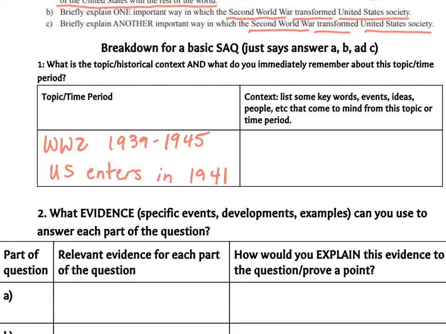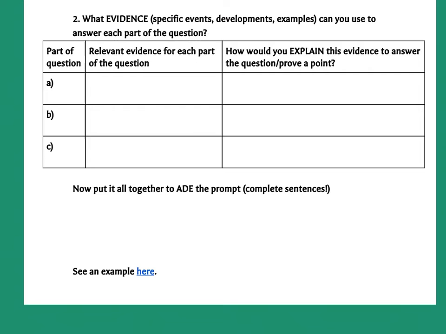For context, listing some keywords, events, ideas, people, anything that you can think of. So this part right here is just where you're going to do a big brain dump of information, so that you are ready to perhaps use some of those terms in the SAQ.